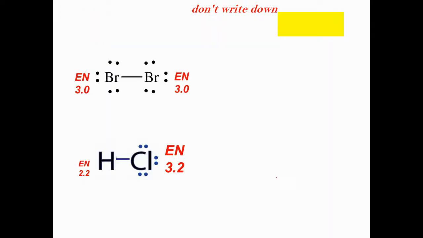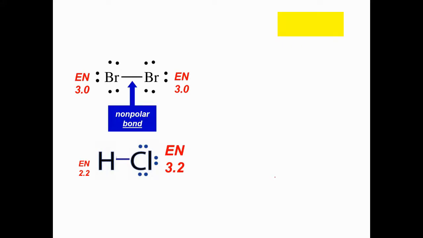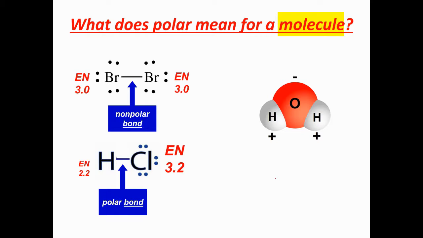Okay. Now, just to wrap up, we looked at examples of nonpolar bonds where the electronegativity is the same. They're sharing their electrons equally. And polar bonds where there's a difference in electronegativity. The electrons are being shared in a lopsided way. But these are both covalent bonds.